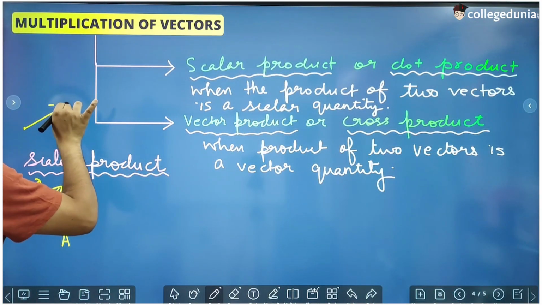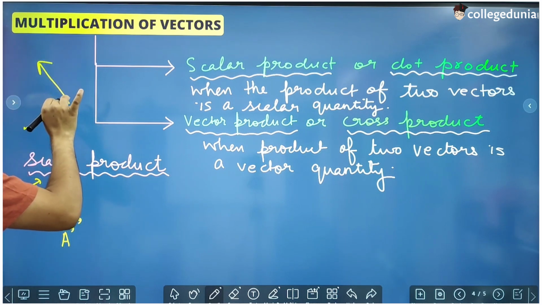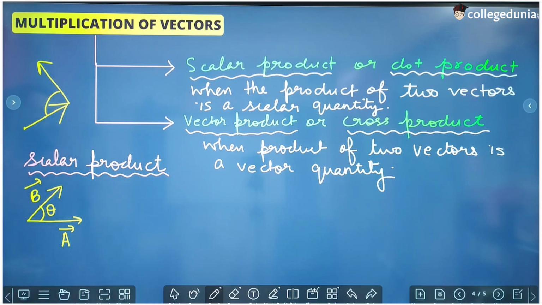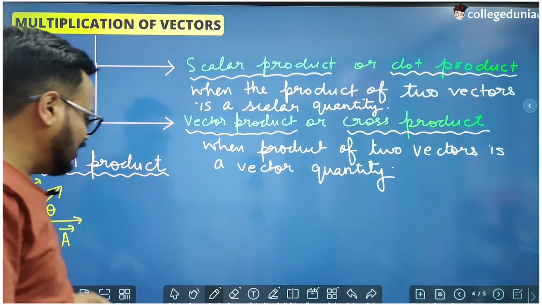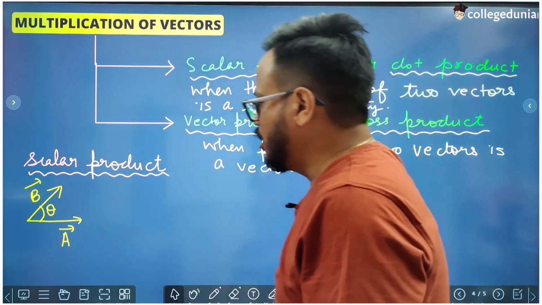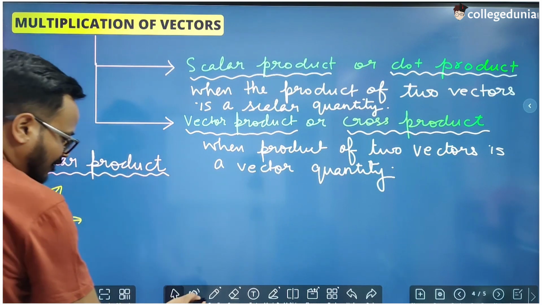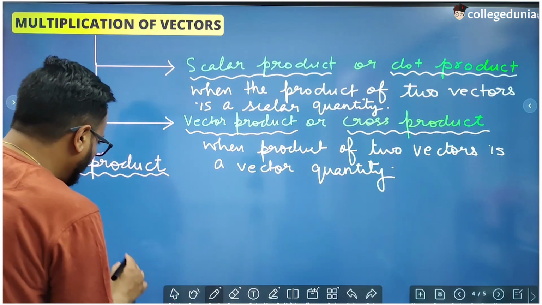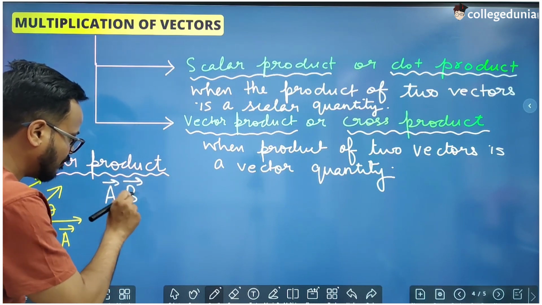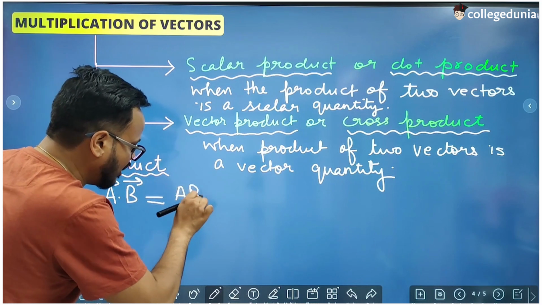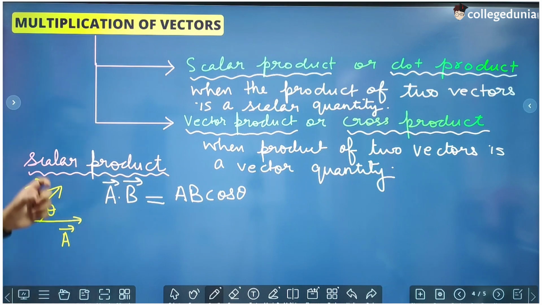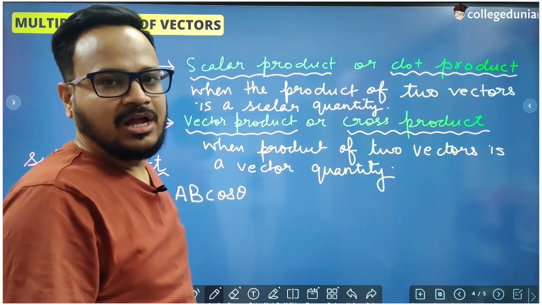If one vector is like this and the other is like this, then the tail of one vector is coinciding with the head of the second vector. So this angle is not the angle between the two vectors. Only this angle is the angle between the two vectors when the tails of the two vectors are coinciding with each other. So if we have two vectors and the angle between them is theta, then their dot product, which is represented by A dot B, is the magnitude of A into the magnitude of B into cos theta. This is the formula for the dot product of the vectors.